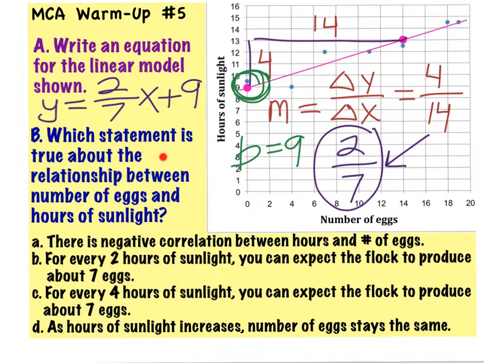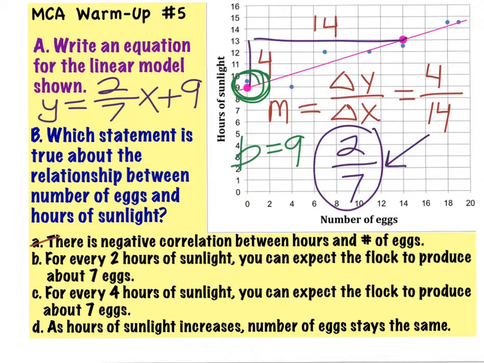Now, to decide which statement is true about the relationship between the number of eggs and the hours of sunlight, we have some different approaches we can take. I think I'll eliminate some choices that are wrong. The first choice says there is negative correlation between hours and number of eggs. If there were negative correlation, we would see a downward slope to the points and to our linear model. And we don't see that, so we can eliminate choice A.